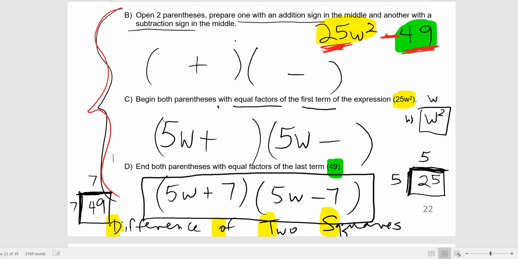Two parentheses, 1 plus, 1 minus. They start the same, they end the same, until you're left with two binomials that look exactly the same except that one is plus in between the terms and one is minus.